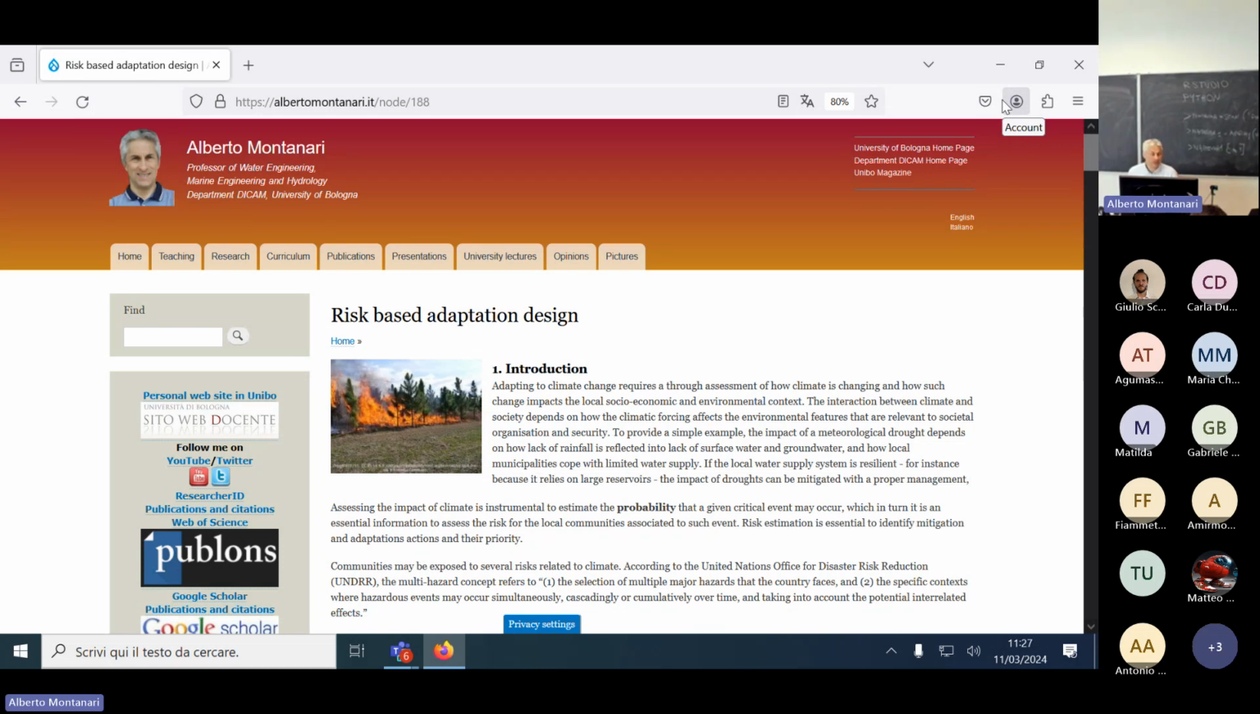So what is the frequency of floods and how is the frequency of floods impacted by climate change? Frequency is, let's say, from a narrative point of view, a synonym of probability, okay?